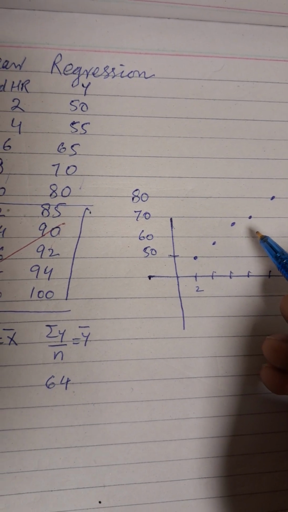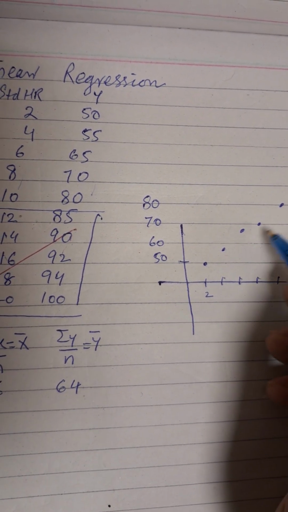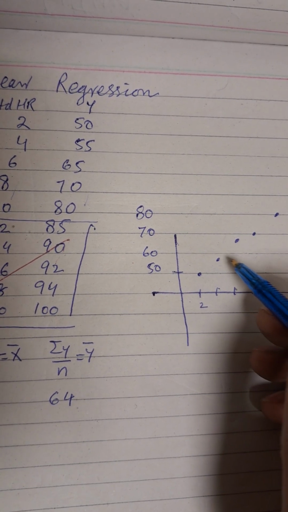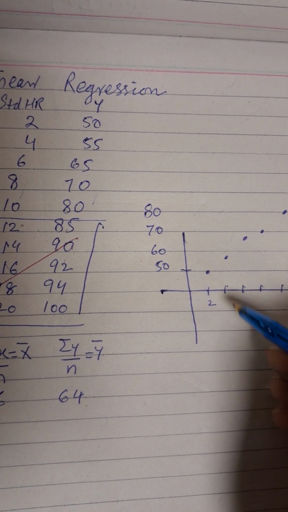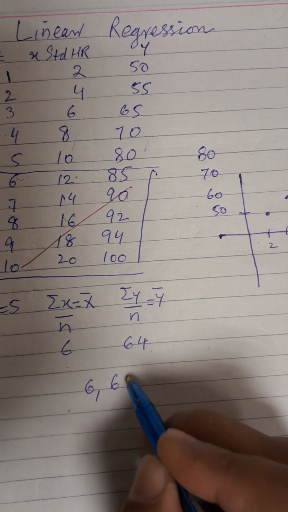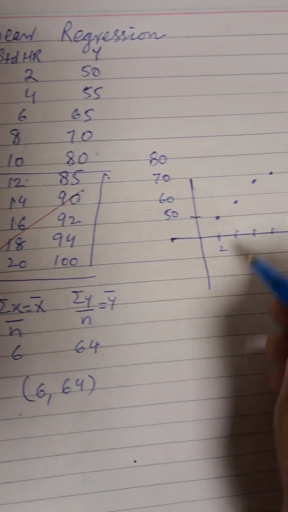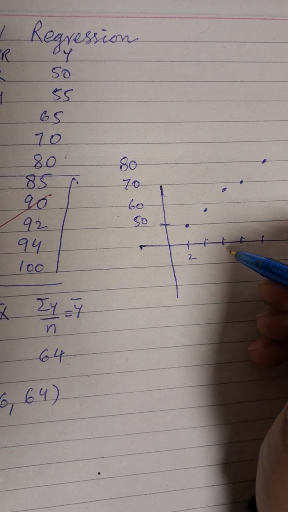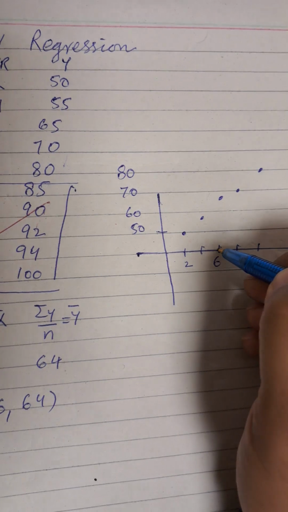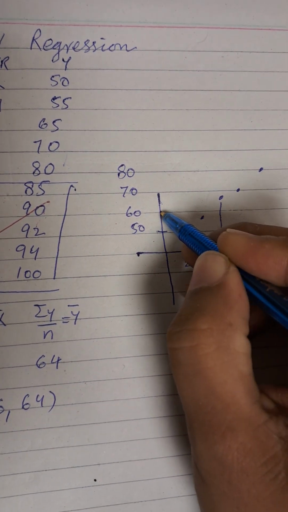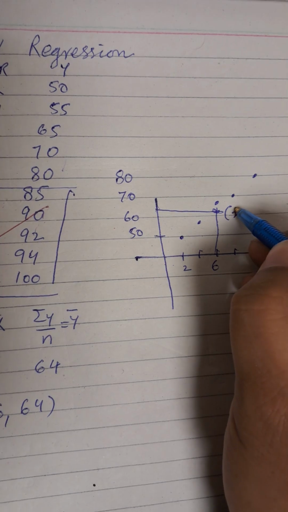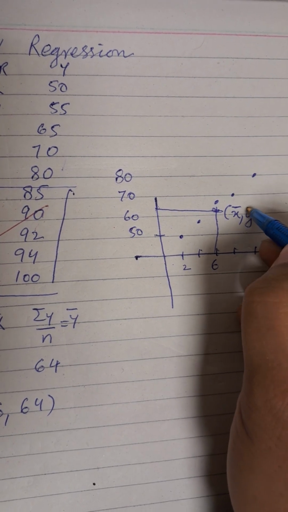So apparently there is a straight line, but it is not absolutely straight. It would turn around a bit. The data will be slightly up, slightly down. But the way we see it, the average is 6 and 64, somewhere over 2, 4, 6. It would be somewhere in here. This is our x bar, y bar.